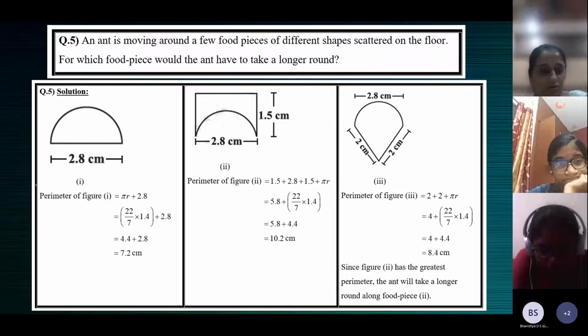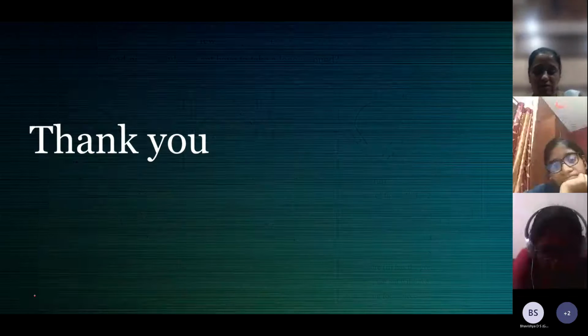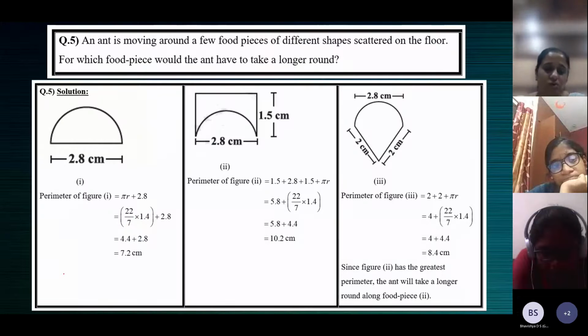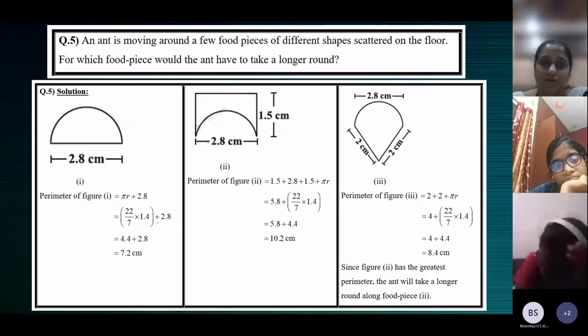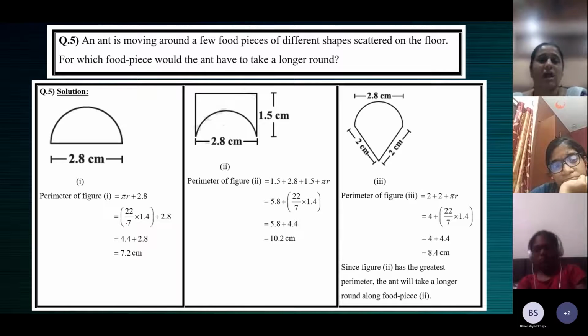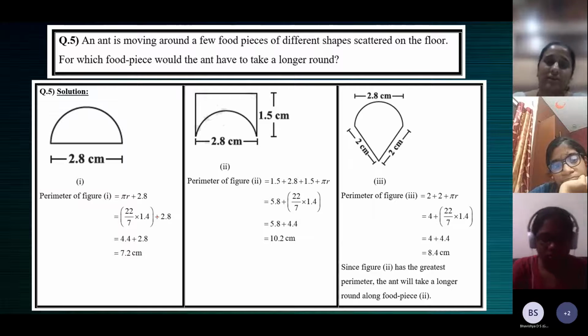Here, children, I did not tell you about how to simplify. See here, 7 ones are 7, 0.2 times. One more thing: if you're not comfortable with decimals, you can always write 1.4 as 14 by 10. But you should start practicing decimal division and get used to it. That will be the wise thing to do rather than escaping it. I'm just telling you an alternative. 1.4 can also be written as 14 by 10.